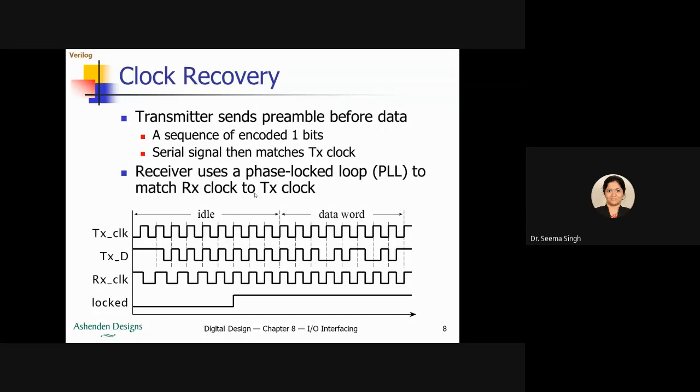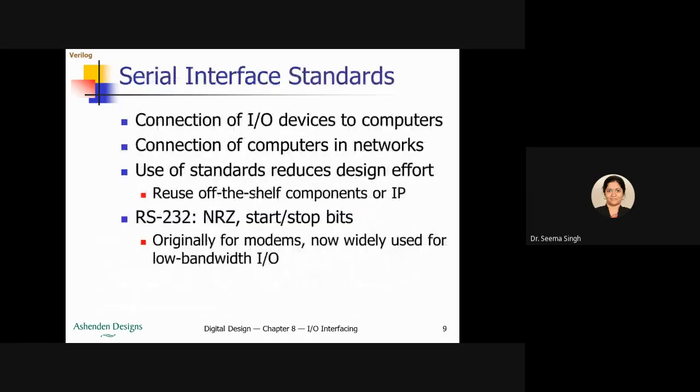So this is another method of all this. Whatever we are discussing now is about taking care of data transmission by a transmitter and a receiver. Now next will come serial interface standards.